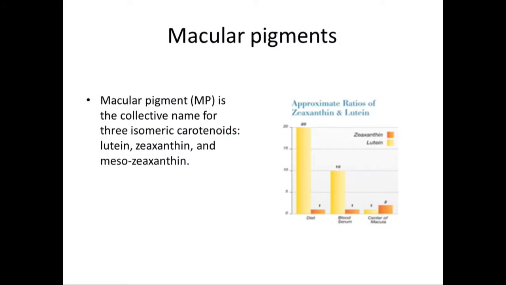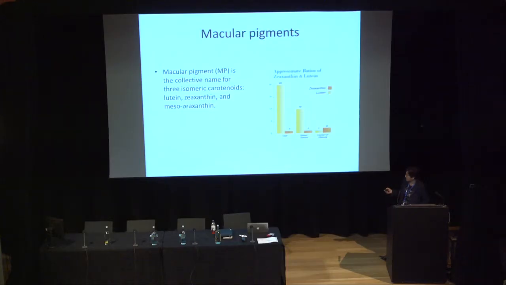You'll see from John's lecture earlier that in the diet, if you take the ratio of zeaxanthin and lutein, the lutein is much higher. As it goes down to the serum level, the ratio decreases between lutein and zeaxanthin. And in the macula, you see that zeaxanthin is actually more than lutein. So that's how the ratio plays itself out when it finally comes to the macula.